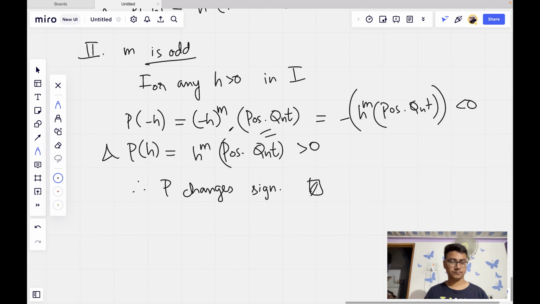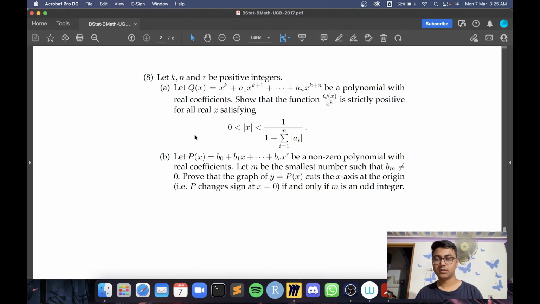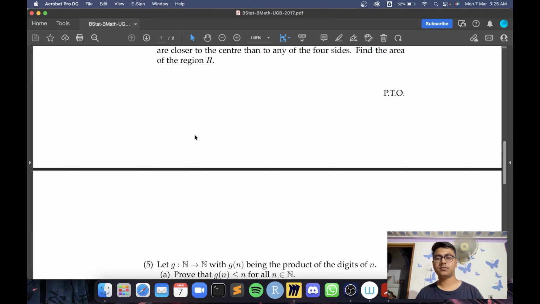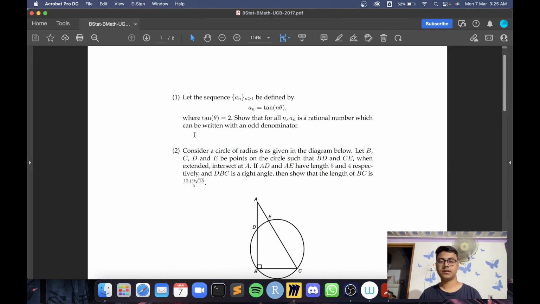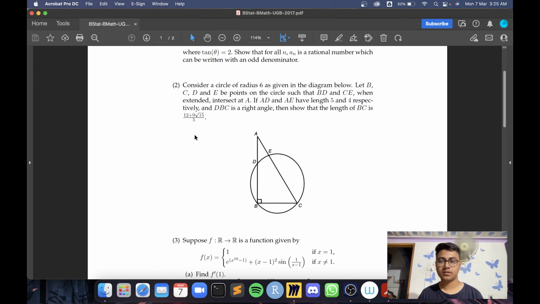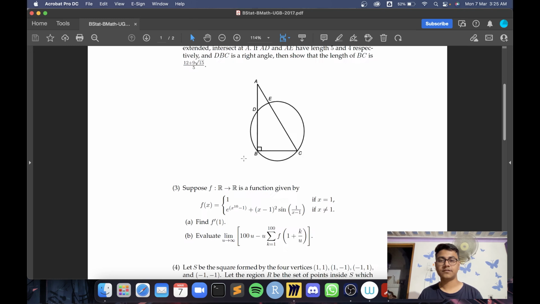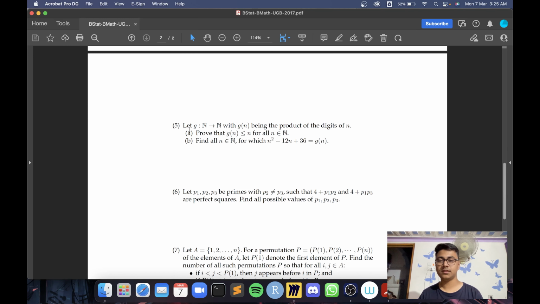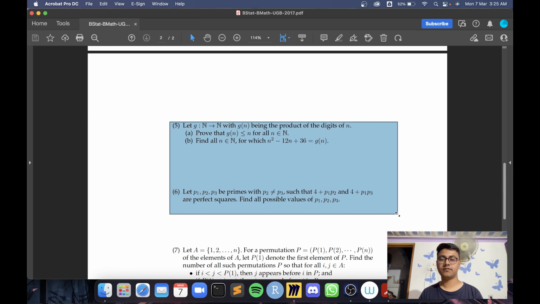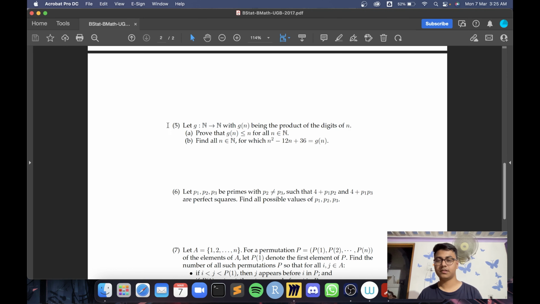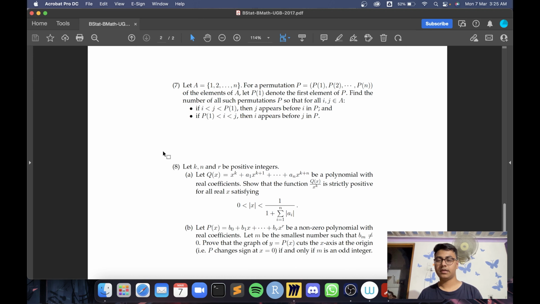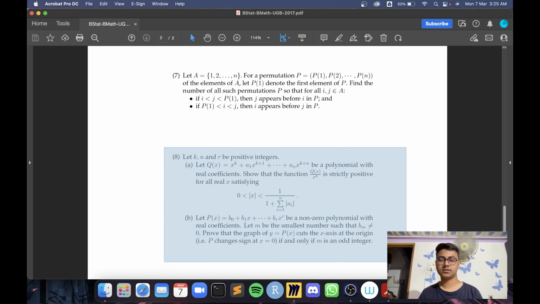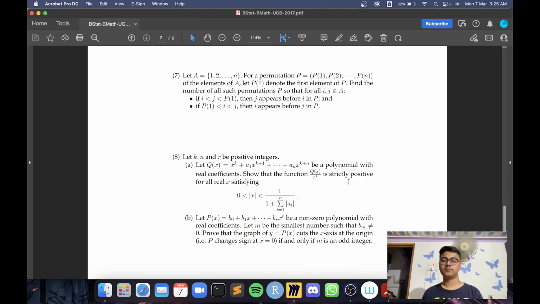And that brings us to the end of the question paper. This was a rather easy question paper. The questions were interesting. I would say the geometry was easy. I would say especially these two number theory questions were the interesting ones in this paper. And I also liked this question on polynomials.